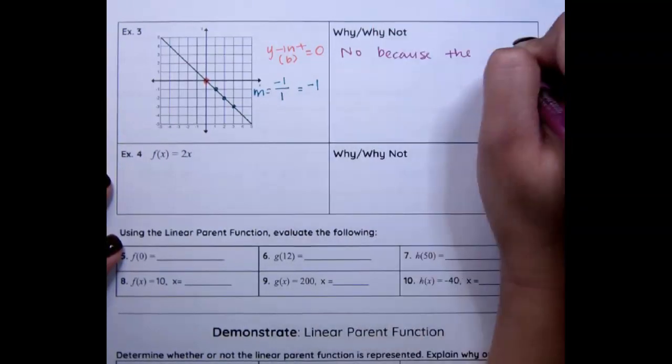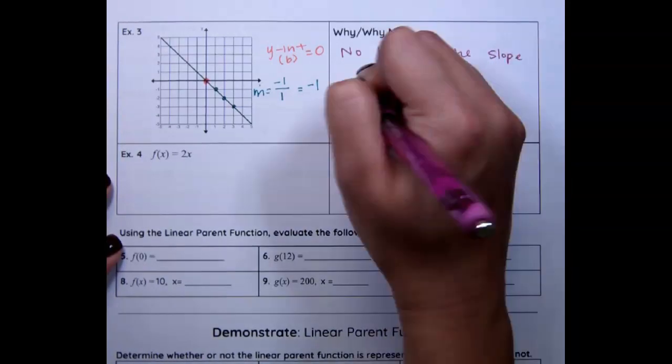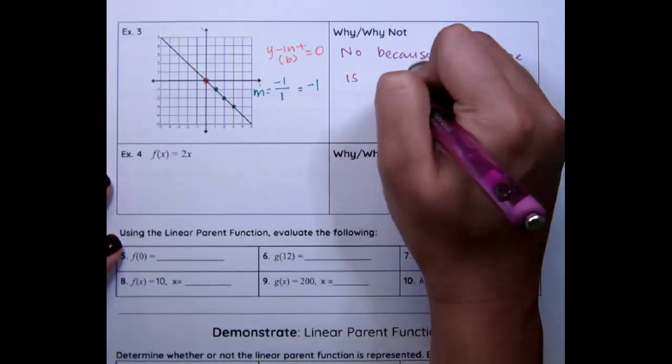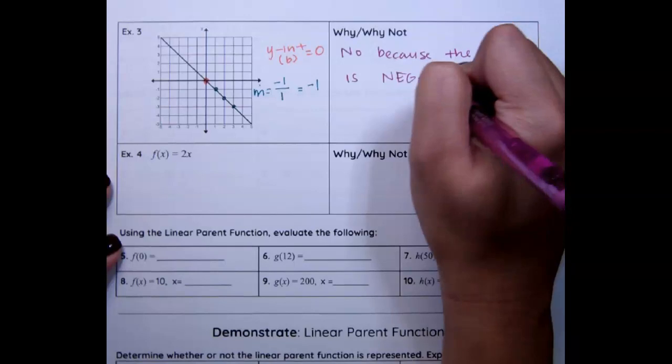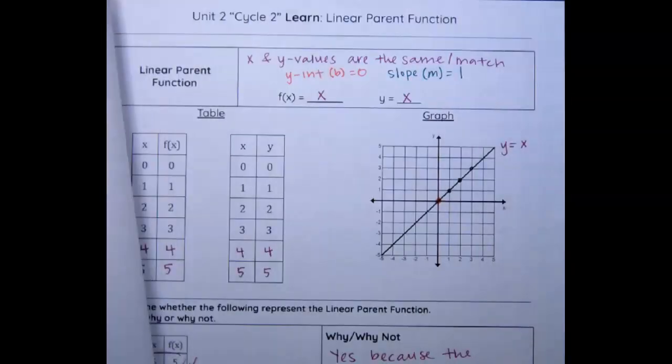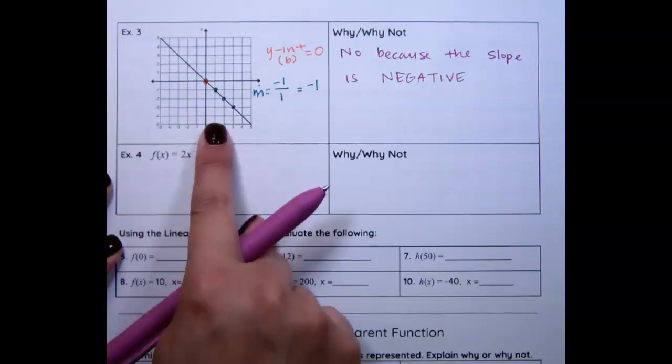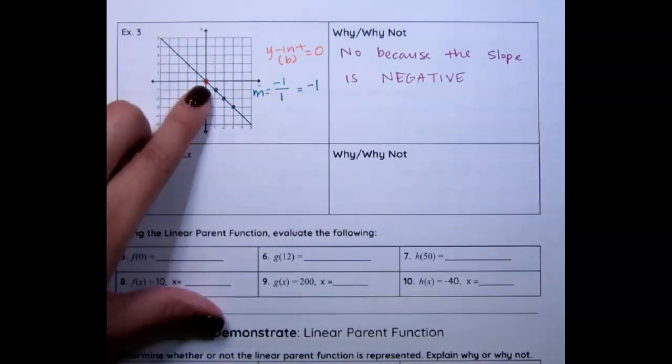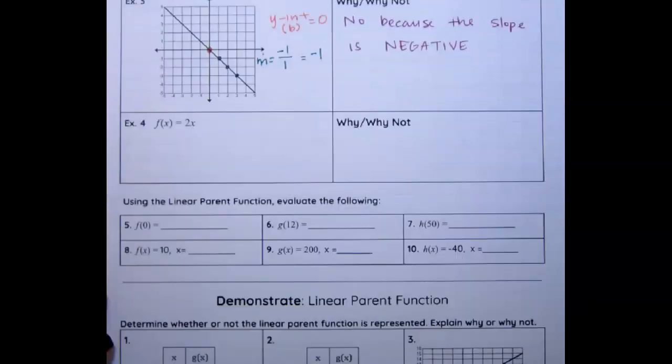No, because the slope is negative. If we look at the graph of the parent function, that is a positive slope. This slope is negative, so it is not the parent function. It has a y-intercept of 0, but the slope is wrong.